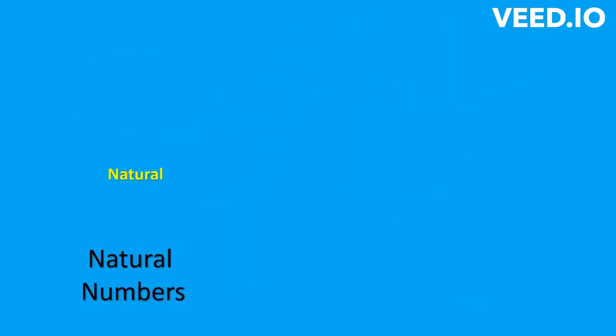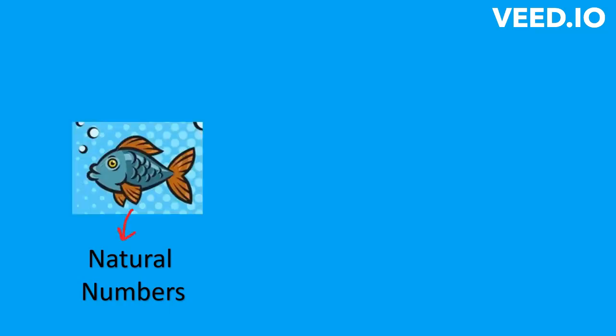Let's start with natural numbers. Natural numbers are the numbers we use for counting. Let's imagine there is a fish here. This fish represents the natural numbers. Remember, these are the numbers we use for counting, like 1, 2, 3, 4, etc.